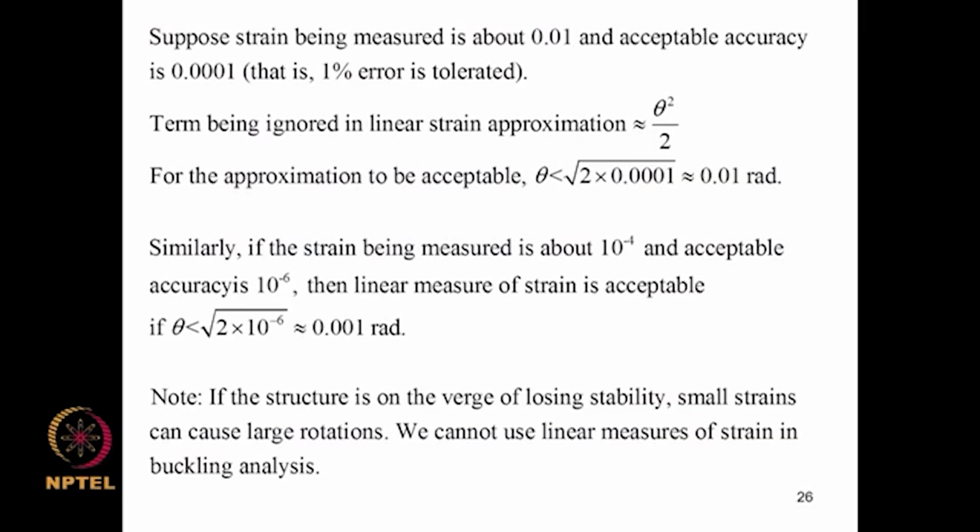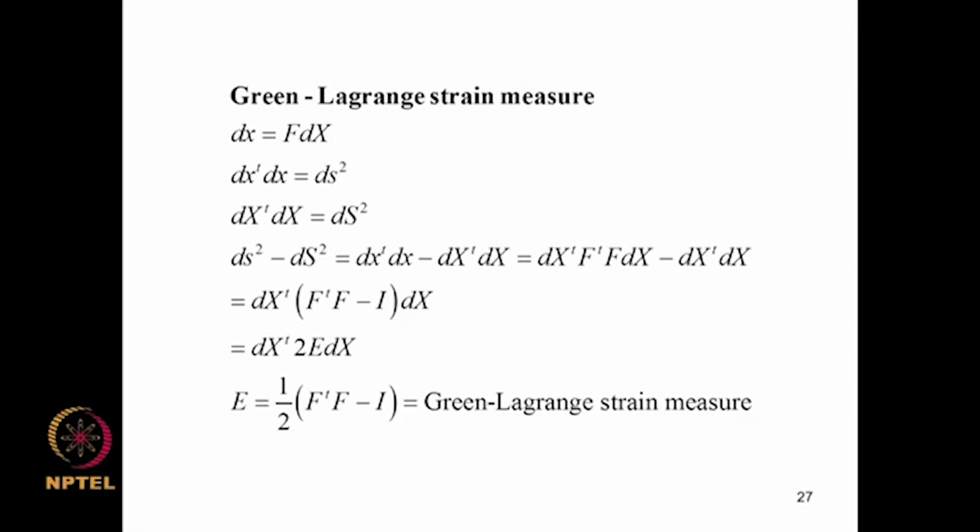Now, it is important to note that if the structure is on the verge of losing stability, small strains can cause large rotations. So, we cannot use linear measures of strain in buckling analysis. That is why, if you recall, we used nonlinear strain displacement relations when we did buckling analysis. Now, equipped with this, we can introduce the first strain measure, that is Green-Lagrange strain measure.